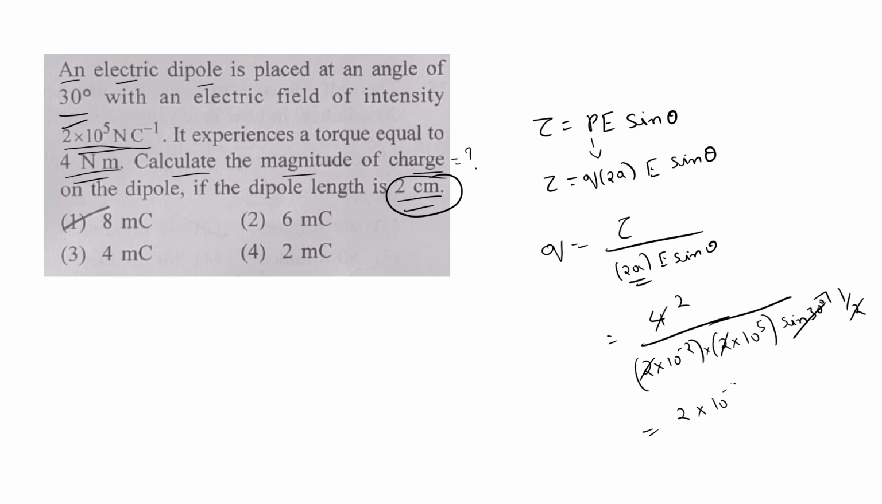It will be 10^-3 coulomb. So it will be 2 millicoulomb. 2 millicoulomb is the right answer. This is the right answer.